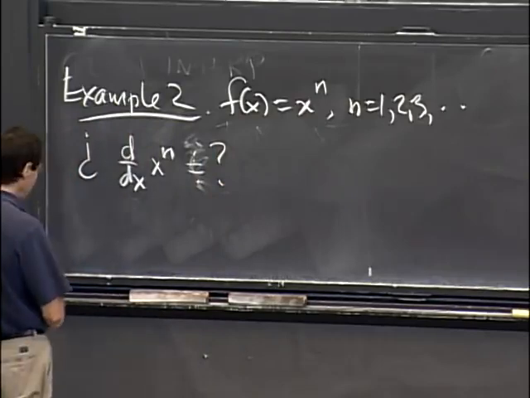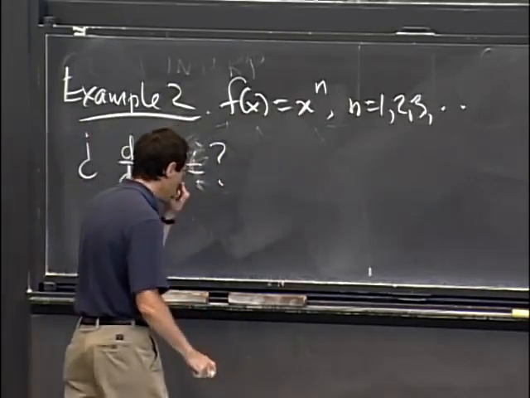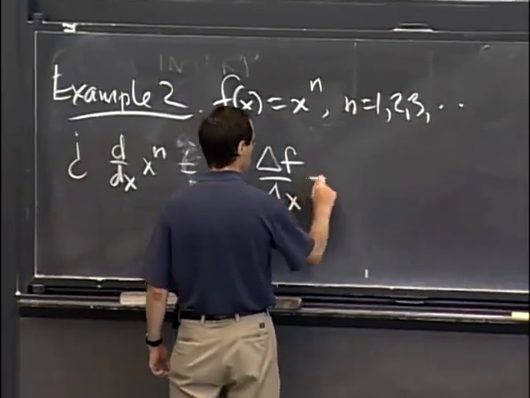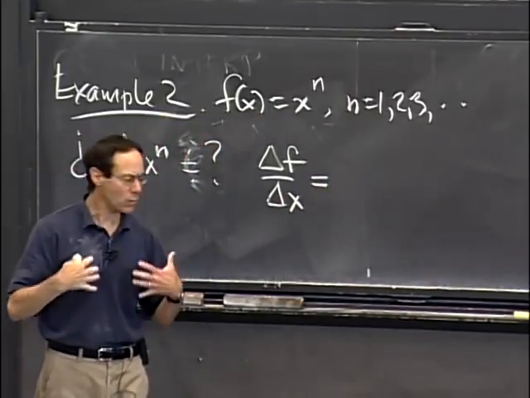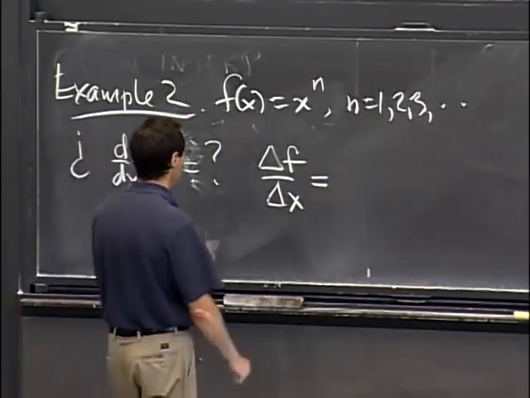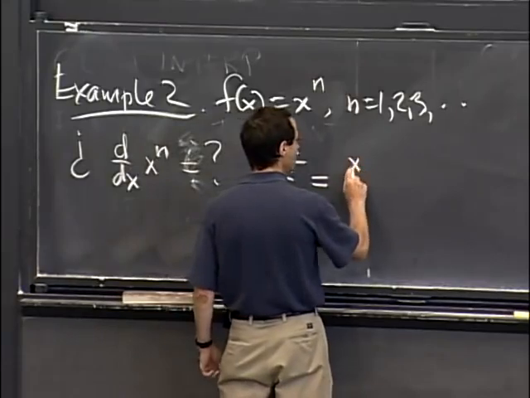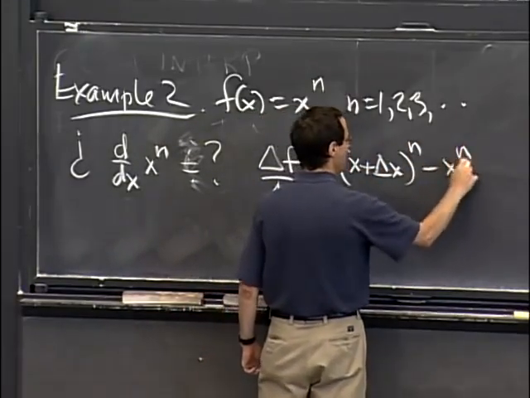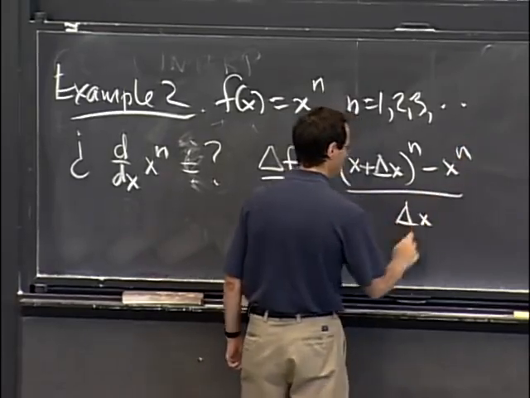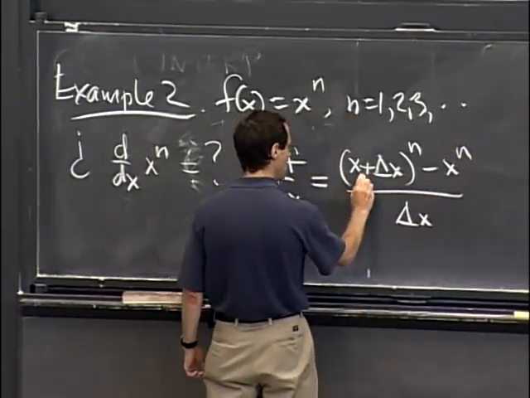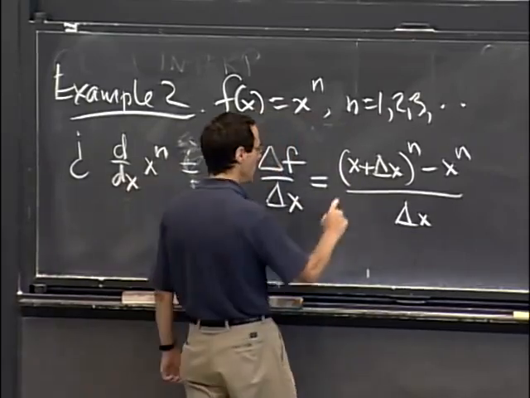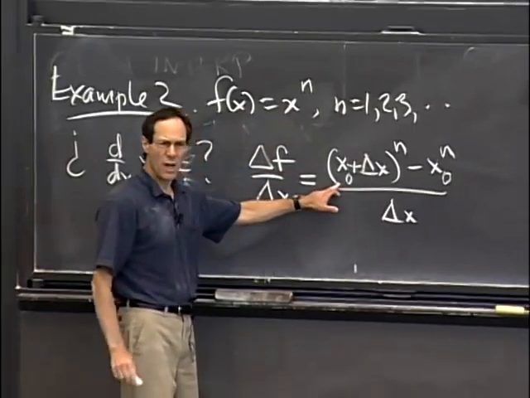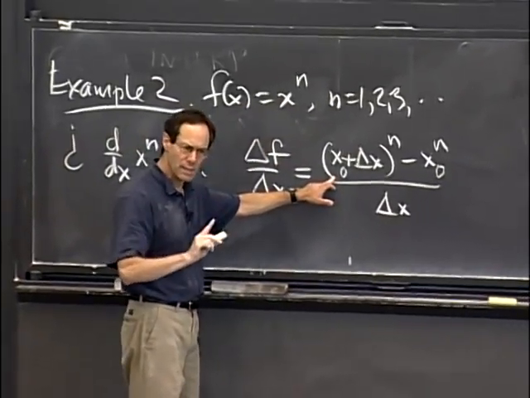So again, we're going to form this expression, delta f over delta x, and we're going to make some algebraic simplification. So what we plug in for delta f is (x plus delta x) to the n minus x to the n, divided by delta x. Now, before, let me just stick this in and I'm going to erase it. Before, I wrote x0 here and x0 there. But now, I'm going to get rid of it.